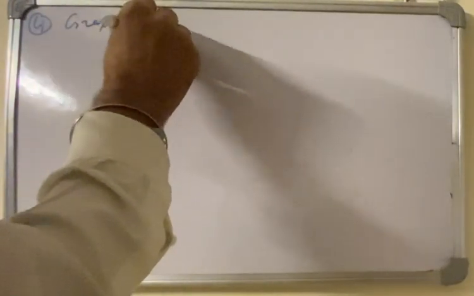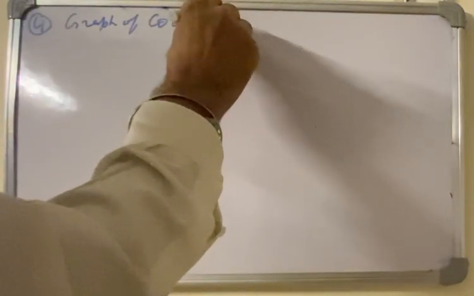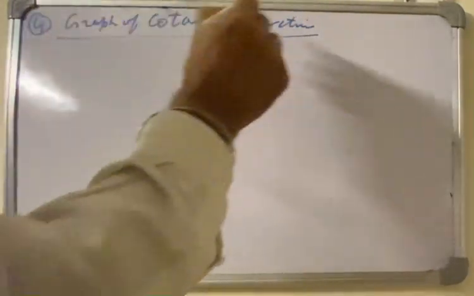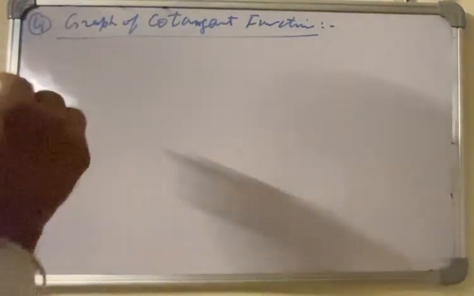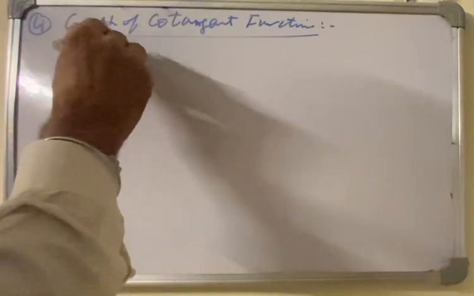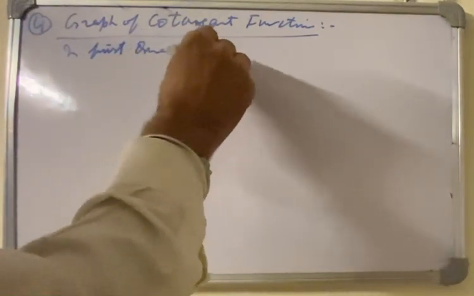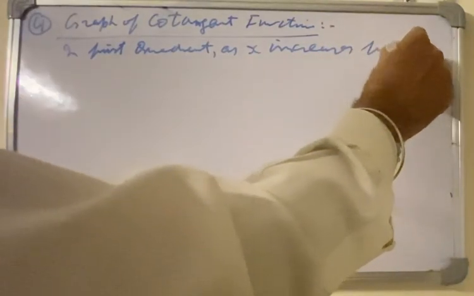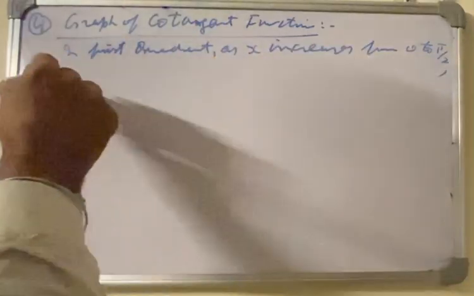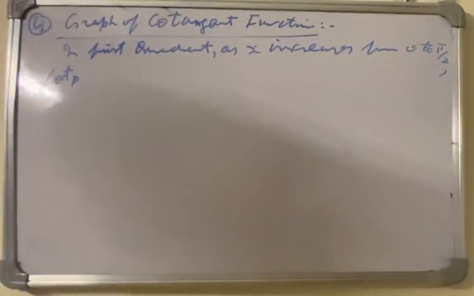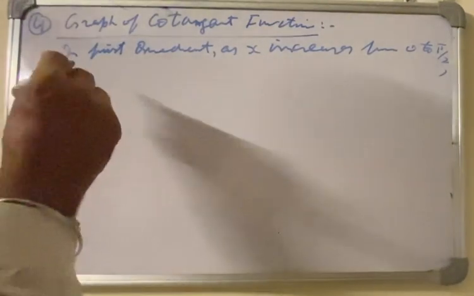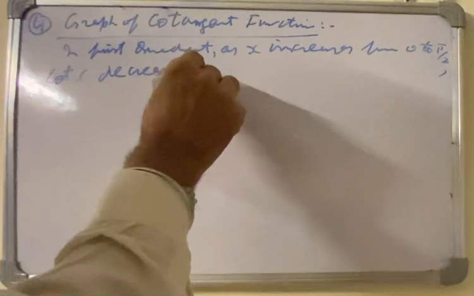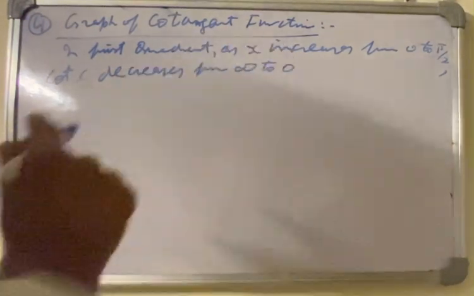Graph of cotangent function. In first quadrant, as x increases from 0 to pi by 2, cot x decreases from infinity to 0.